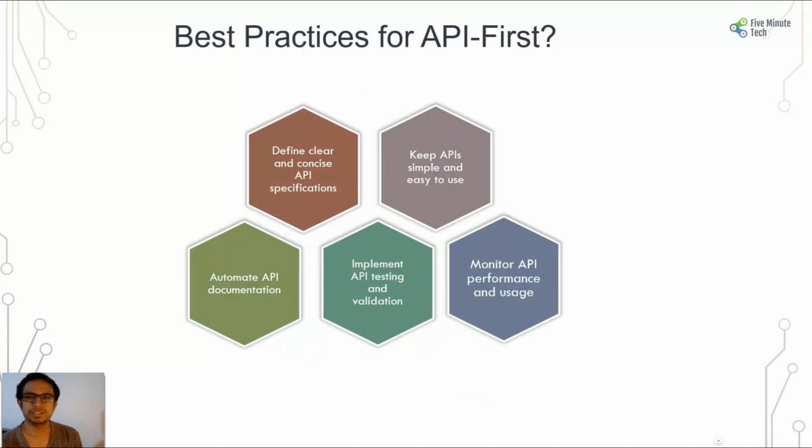Now, best practices for API first. You need to first define clearly and concisely the API specifications. You should keep the API simple and easy to use, and then you can automate the API documentation generation as well to keep it updated, and then implement API testing and validation regularly, and then monitor the API performance and usage on a regular basis.